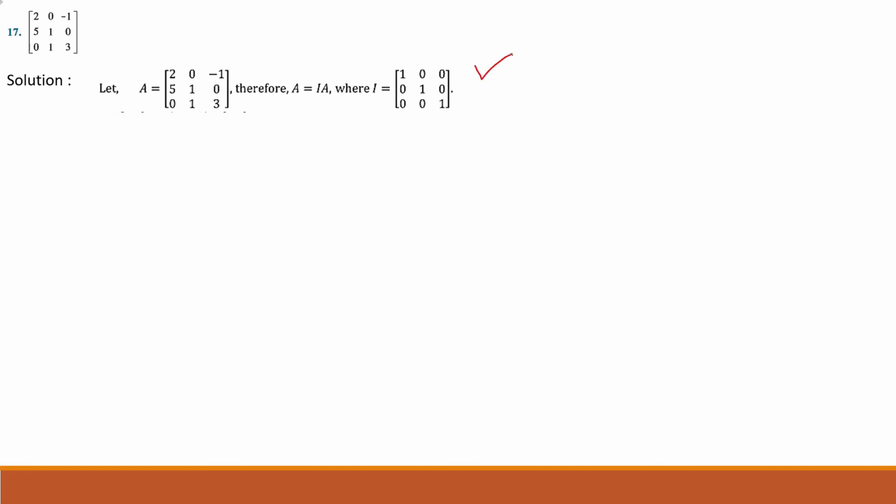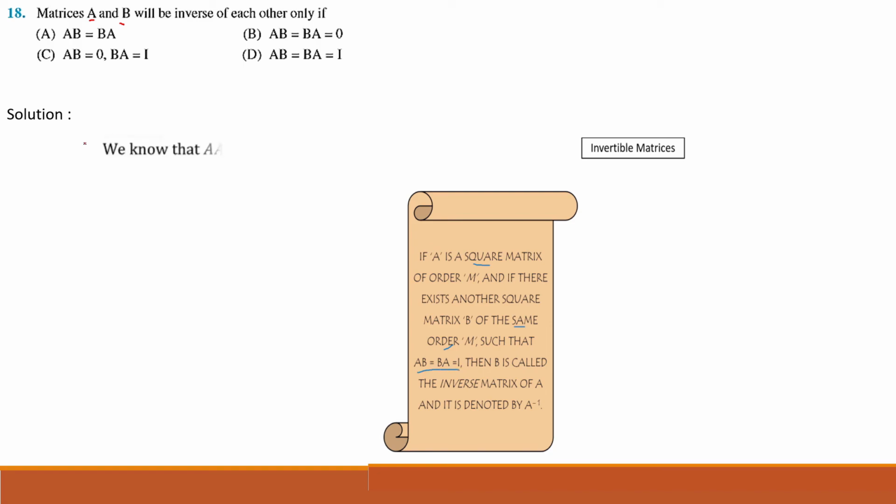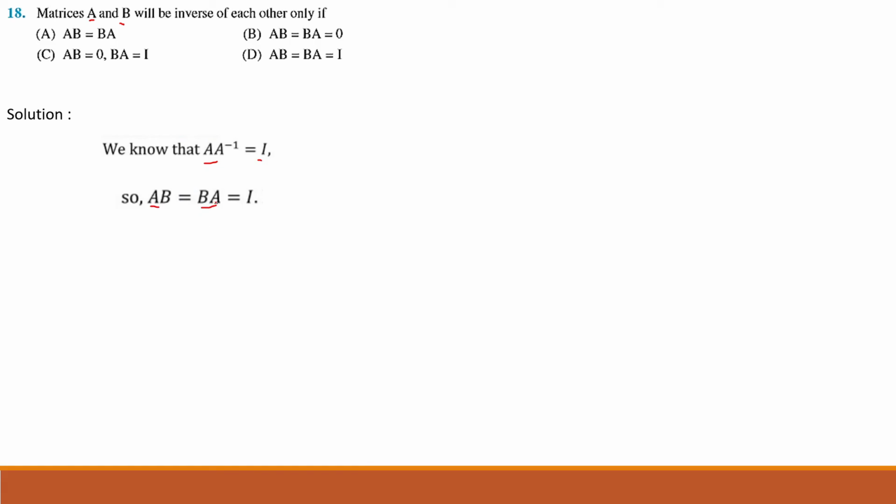Moving to the 18th problem, which is an MCQ which says matrices A and B will be inverse of each other only if, and four options were given. We studied this in properties of inverse, that A into A inverse is an identity matrix. So that means if A into B is equal to B into A is an identity matrix, then we can say that matrices A and B are inverse of each other. So therefore D is the correct answer.